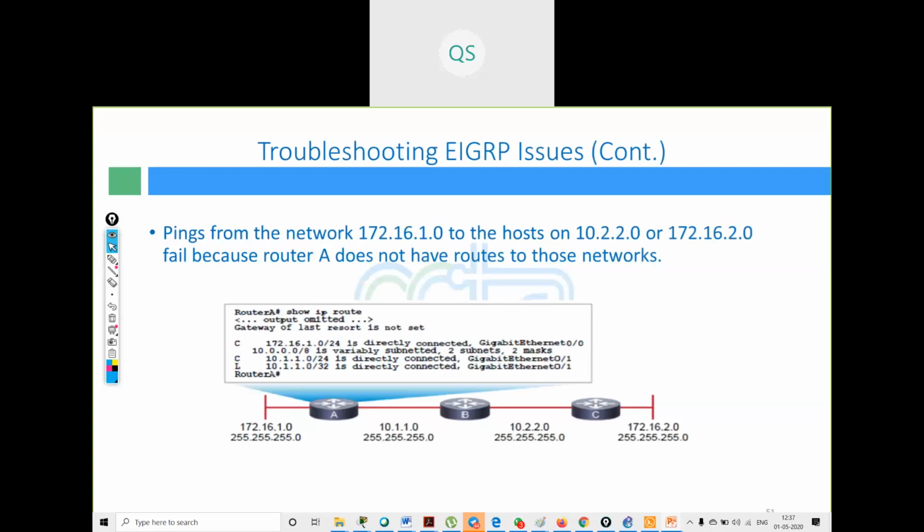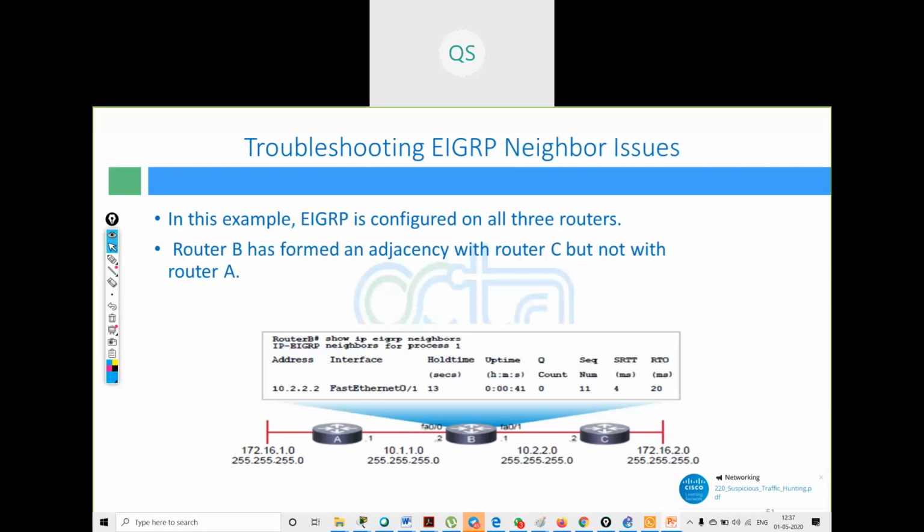Now ping from the 172.16.1 network to the host on the 10.2.2.0 or 172.16.2 network. I will check show ip route, and you can see the routes. The ping fails. Router A does not have a route to those networks.